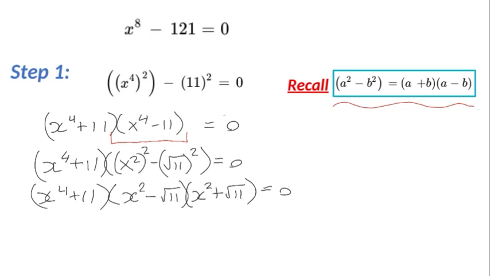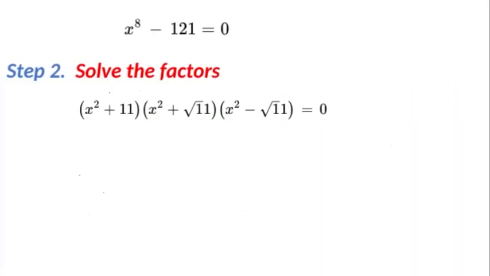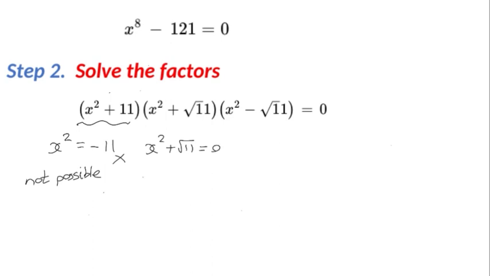So now we need to solve for the factors. We're going to look at the first one over here, and we have x squared is equal to negative 11. And remember, this is not possible, so we cannot get a negative number when we square it. Okay, so that's not possible. So let's go on to the second one. So we could say that x squared plus the square root of 11 is equal to 0, and then x squared is equal to the negative square root of 11. Again, it's not possible.